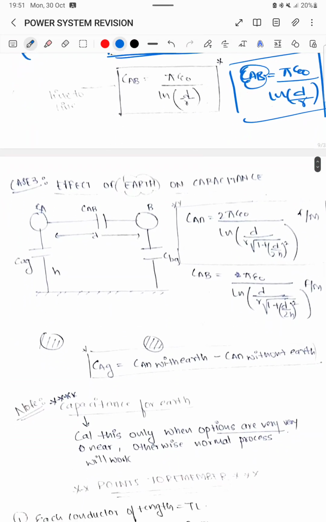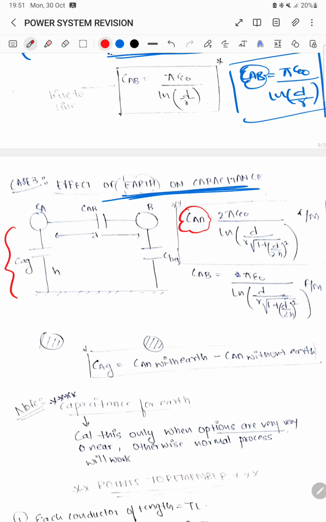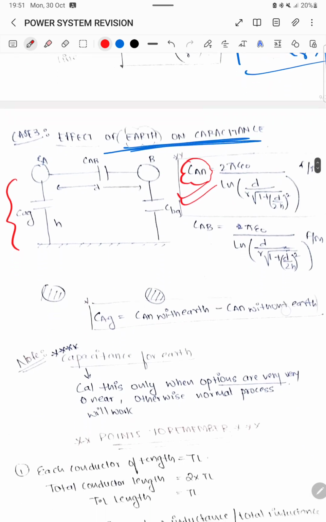Okay, then coming to effect of earth on capacitance, that's case 3. Because of ground also there will be capacitance. So in that case our phase capacitance CAN will be modified to 2 pi epsilon naught upon ln d by r root of 1 plus d by 2h whole square. Again I'll tell, CAN is 2 pi epsilon naught upon ln d by r root of 1 plus d by 2h whole square. Okay, that is per phase. Line would be half of that.